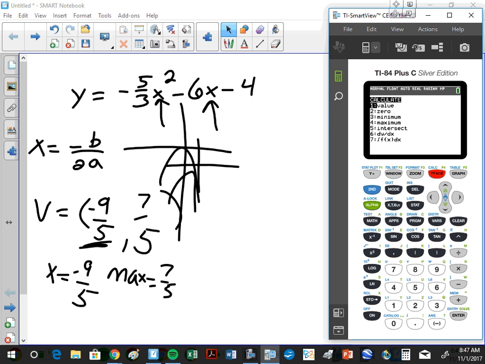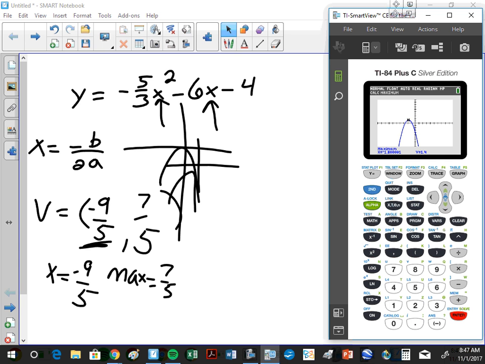Everybody understand that? So we will go to maximum, number 4, and it's going to ask us 3 questions: left bound, right bound, guess. What does it look like our answer is going to be? It looks really close to -2, right? So I can plug in for my left bound like -4, and for my right bound, I can plug in, say, 1. Is my answer between those two lines? Yes.